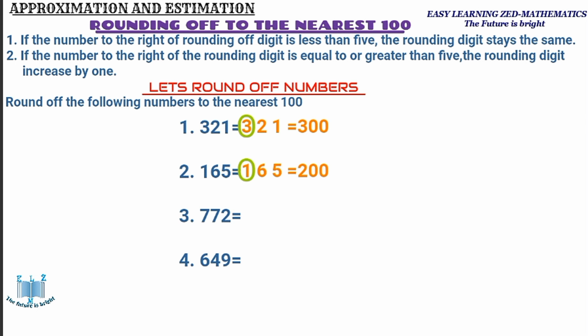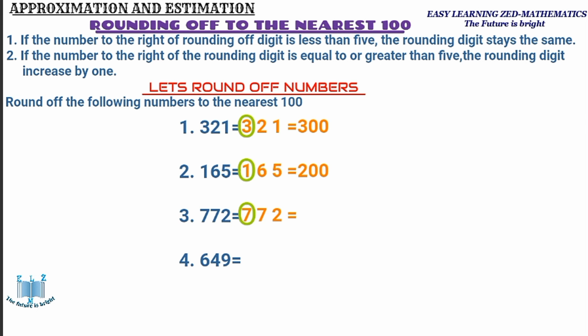Okay, let's go to question number 3. We have 772, which we are asked to round off to the nearest hundreds. What we're going to do is identify our rounding digit. Our rounding digit is 7, because it's occupying the place value of hundreds. Once we have identified our rounding digit, the next thing we're going to do is look at the number which is on the right side of our rounding digit, which is 7.